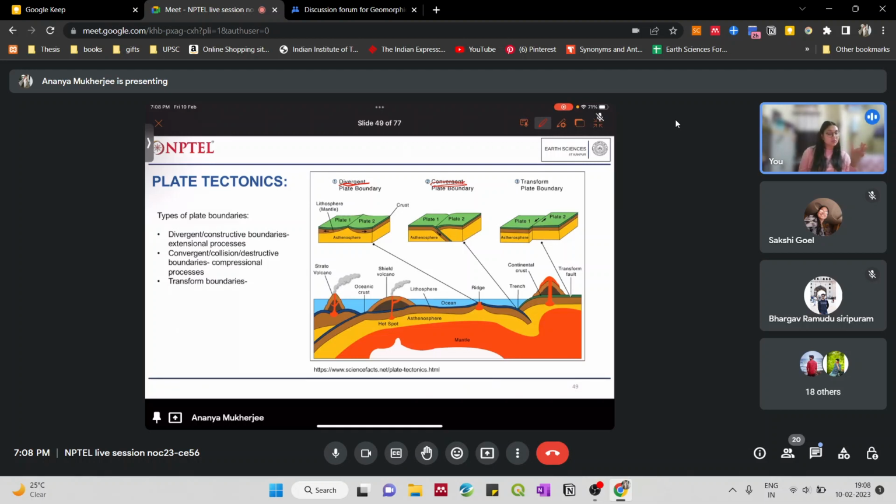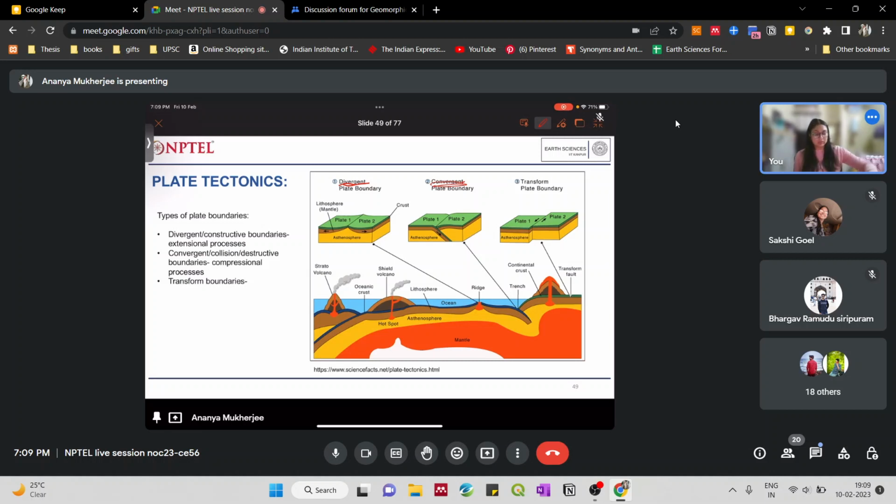Then you have the transform plate boundary. Over here, neither new crustal material is being formed, nor is any crustal material getting destroyed. The plates just move past each other. Later on you will learn about right lateral and left lateral faults. So at transform plate boundaries, the two plates are moving past each other. These are the three basic plate boundaries that comprise the entire plate tectonics.